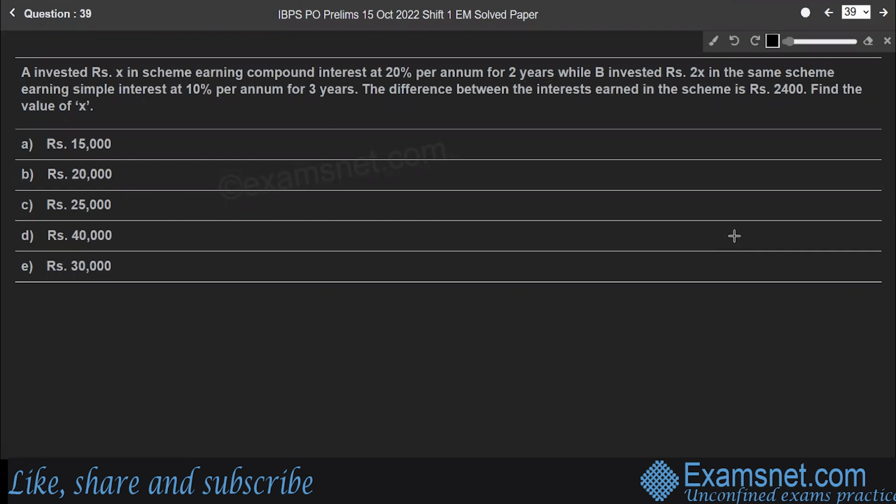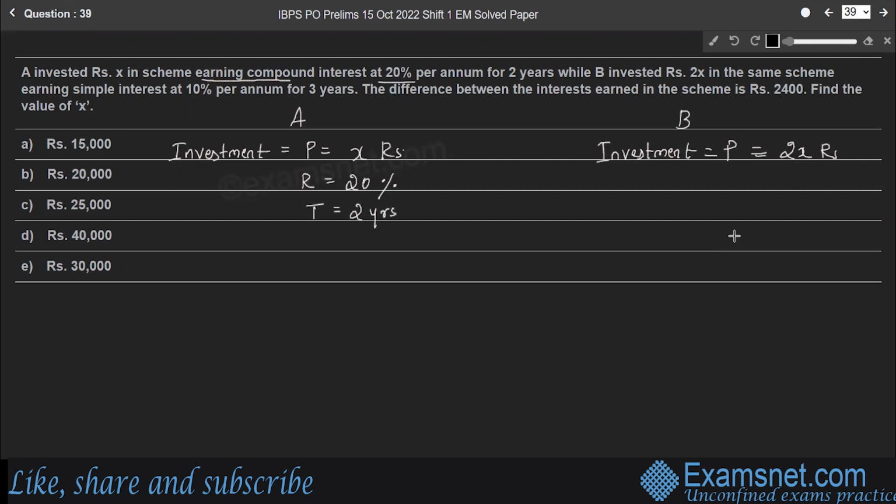So here, person A invested X rupees. So we'll consider person A and B and their investment. Investment or principal or deposited money by A is X rupees, whereas investment or principal invested by B is equal to 2x rupees, in the same scheme. Here, A earning compound interest at 20% per annum. Here, rate of interest is equal to 20% for 2 years. Time period is 2 years.